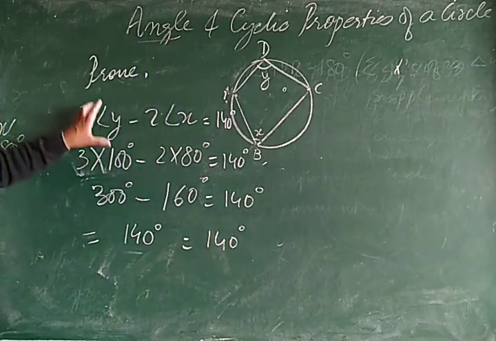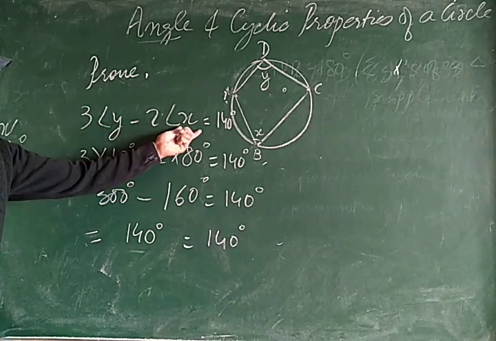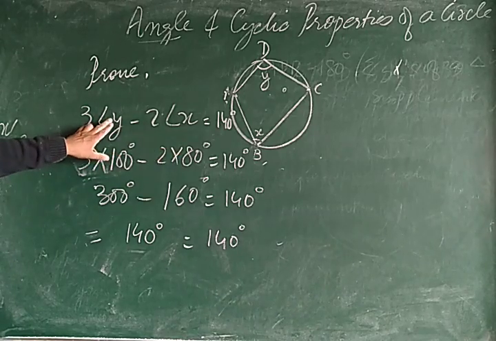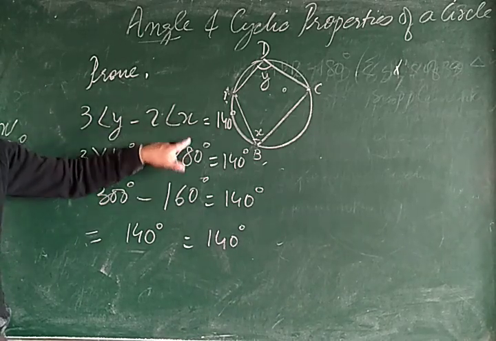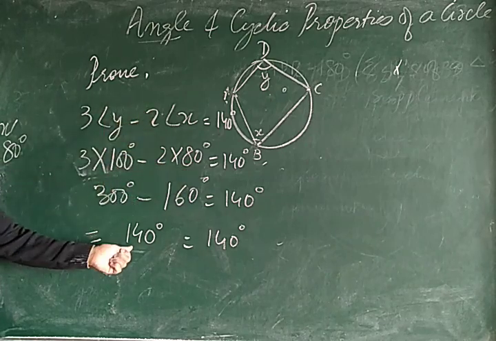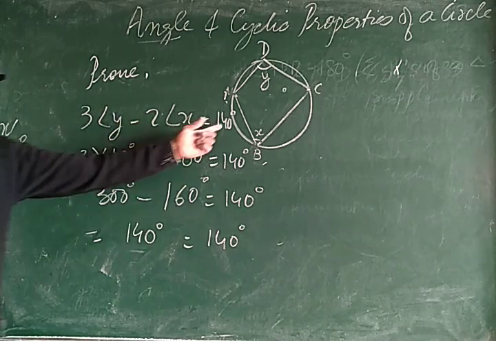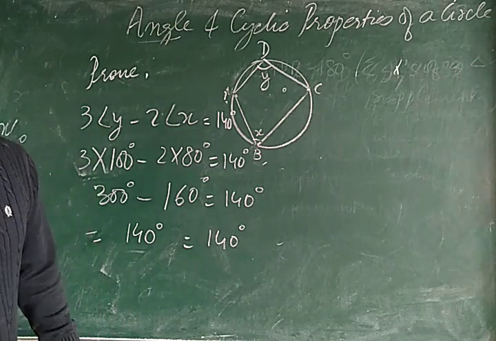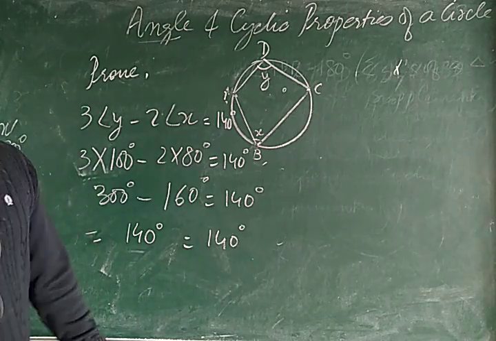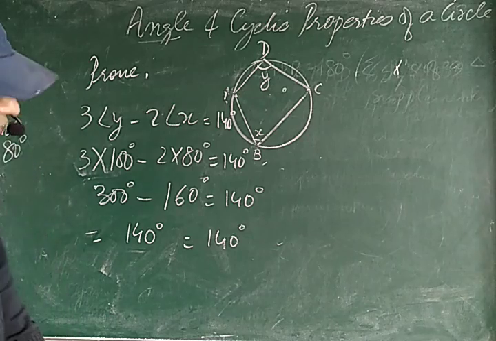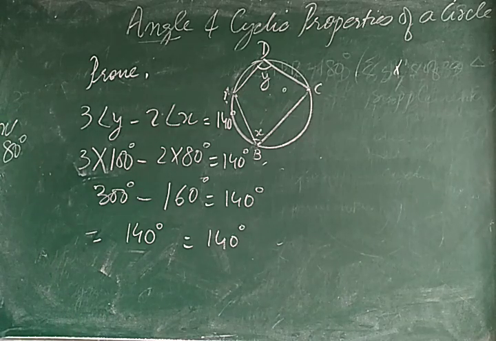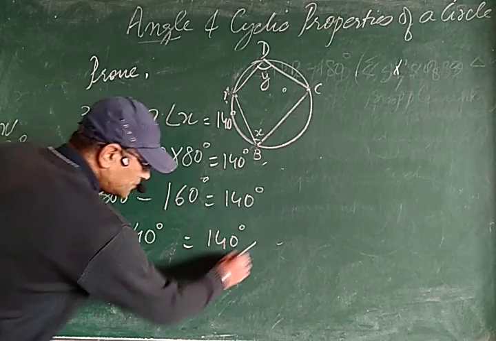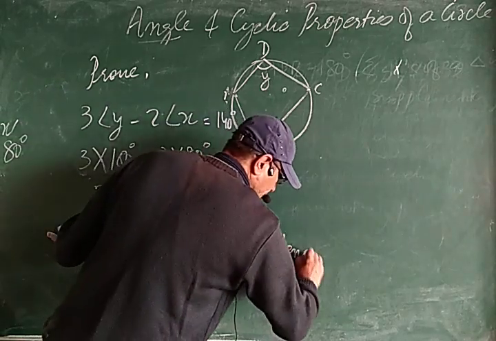So after substituting the value of y as 100 degrees and the value of x as 80 degrees, after solving, we got 140 degrees. That was required to be proved. The question says prove that 3 angle y minus 2 angle x is equal to 140 degrees. That was the ICSE question from 2005. This has been proved, so we can write hence proved.